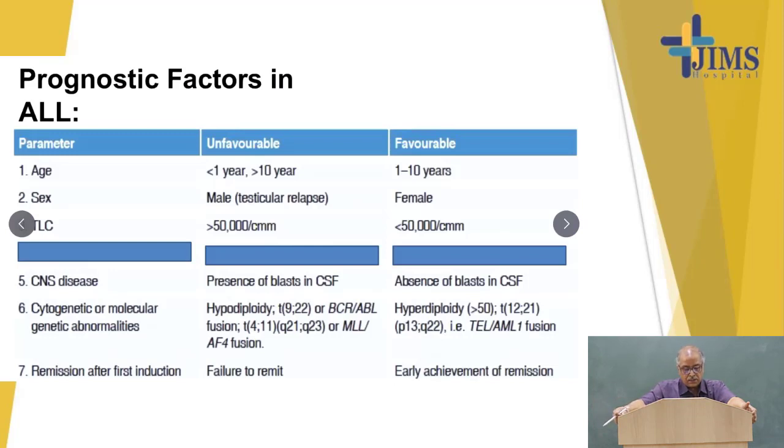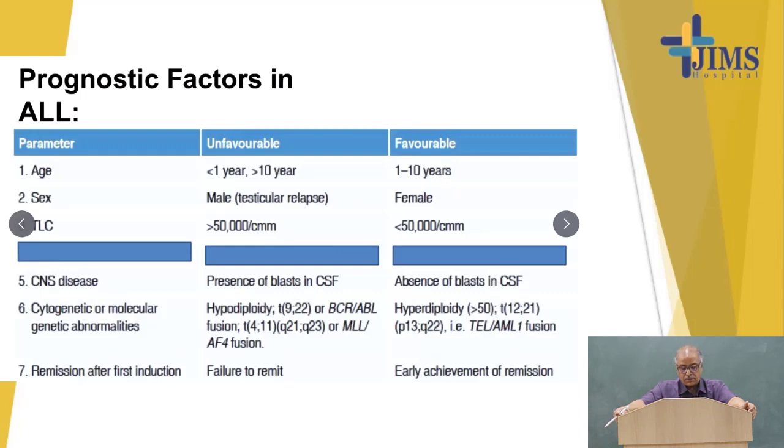Prognostic factors in ALL, age-wise, there are unfavorable and favorable prognoses. Unfavorable prognosis is below 1 year and above 10 years. Favorable prognosis is 1 to 10 years. Sex: male is unfavorable prognosis as there is testicular relapse, and female is favorable prognosis. TLC count: unfavorable prognosis is greater than 50,000 per cubic millimeter. Favorable prognosis is less than 50,000 per cubic millimeter.